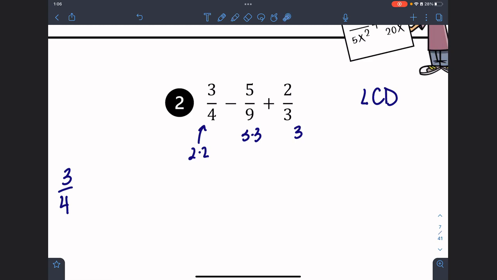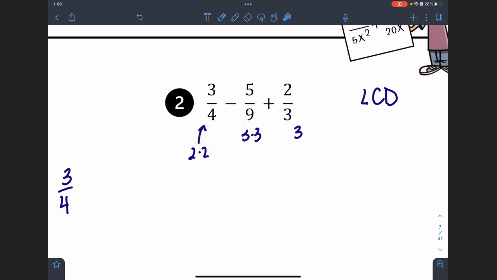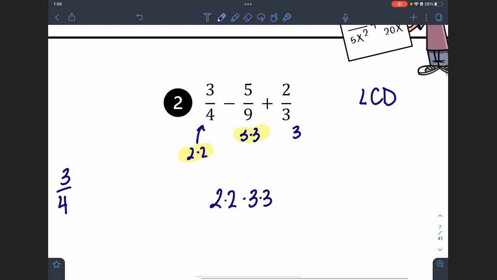So out of each factor that you see, out of each thing that's being factored, what is the most amount of times that you see that factor repeat itself in one given group? 2 repeats itself twice here. 3 repeats itself twice here. This 3 is only once. So I'm going to go with the highest amount of groups. So I have 2 2s in a group, and I have 2 3s in a group. So my least common denominator is 2 times 2 times 3 times 3, which is 36.